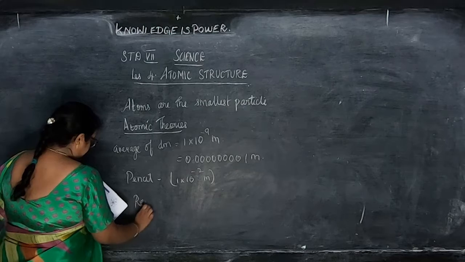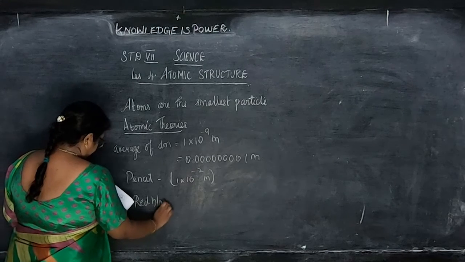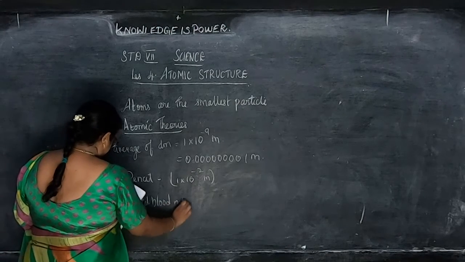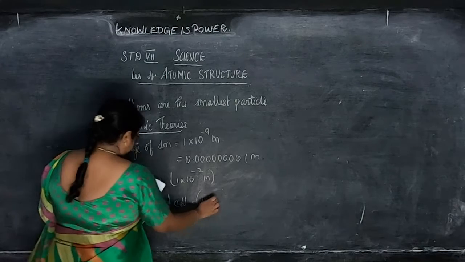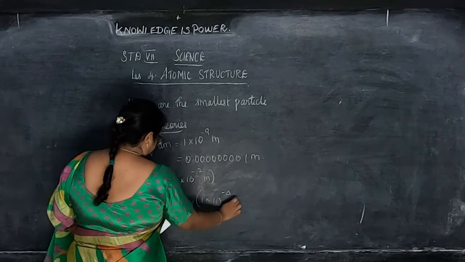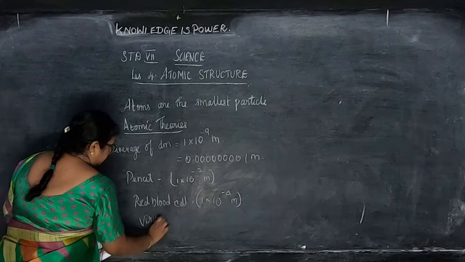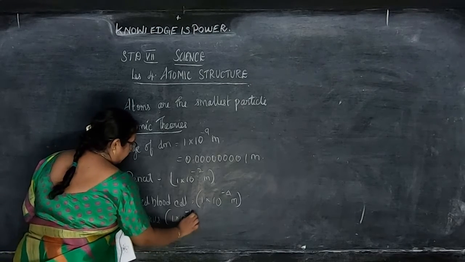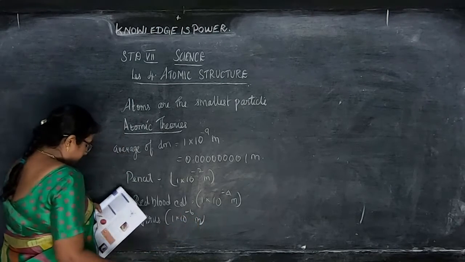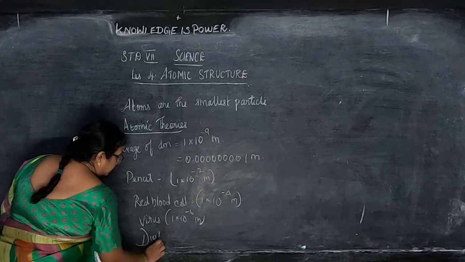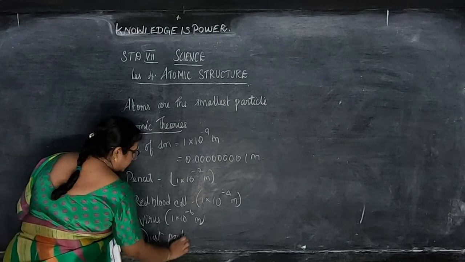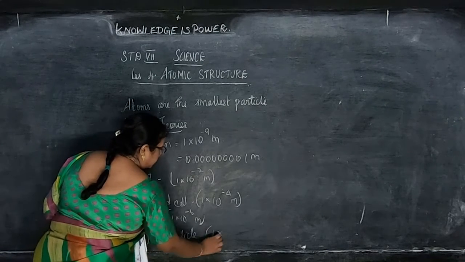Then red blood cell, that is 1 into 10 to the power of minus 4. Then virus, 1 into 10 to the power of minus 6. And the last one, what did we see? Dust particle, that is 1 into 10 to the power of minus 7.